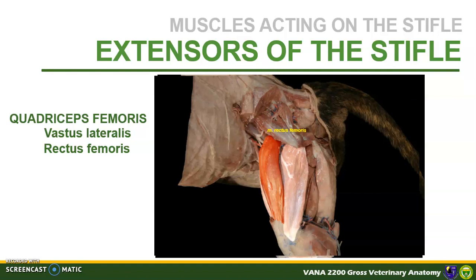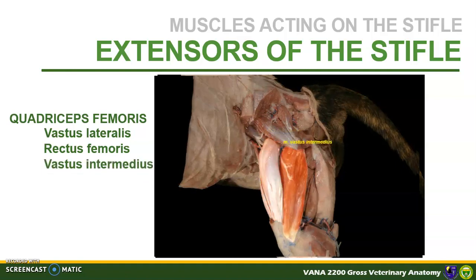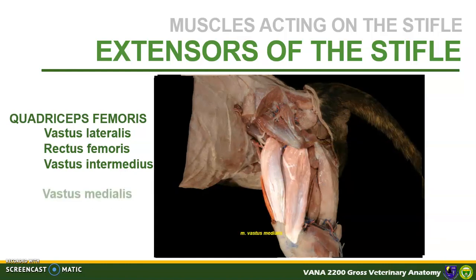Also, we can see here the vastus intermedius. It originates in between the medial and lateral shaft of the femur. The 4th head is the vastus medialis. It originates from the medial shaft of the femur.